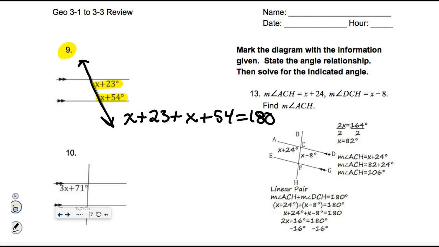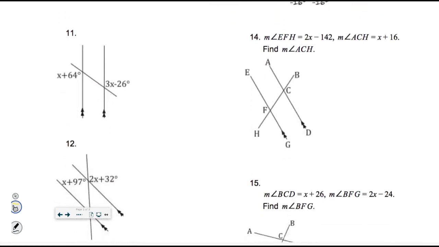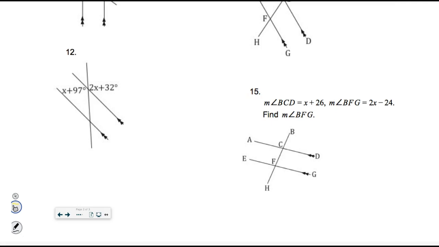All right? So the last one that we're going to set up is going to be number 15. And I believe that's the last one on your worksheet, isn't it? Number 15? Bottom right corner. So on these, we have to put the information in. So B, C, D, I'm going to travel from B to C to D. So that angle in there, I'm going to write x plus 26. So go ahead and do that.